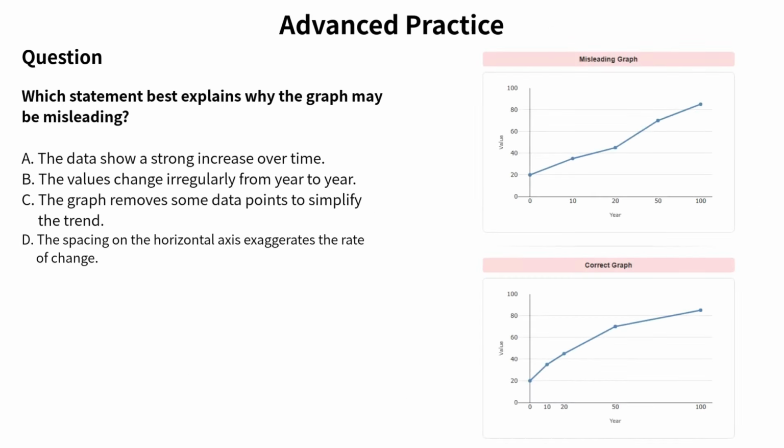Now let's look at an advanced level question. Take a close look at both graphs. The data may look similar at first, but the way the graph is drawn can change how we interpret the trend. Which statement best explains why this graph may be misleading? You have 90 seconds. Pause the video and take your time to analyze the axes carefully.